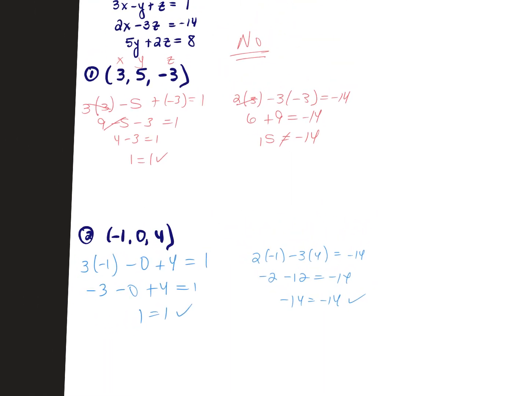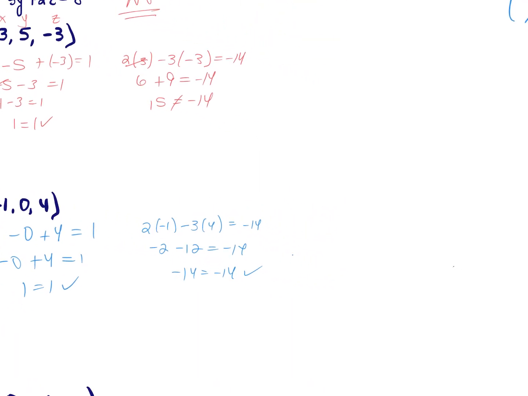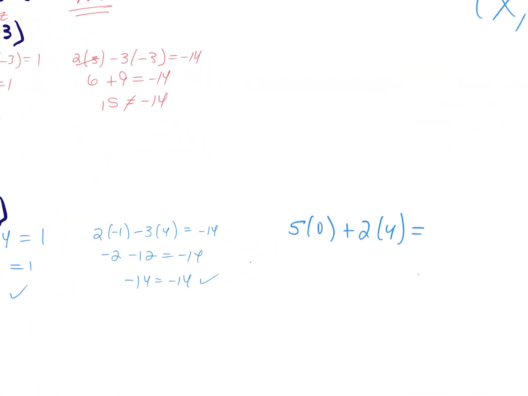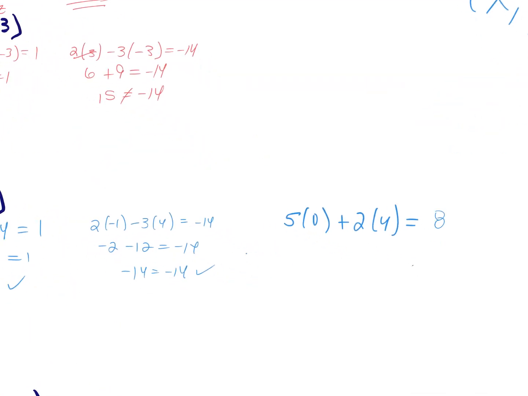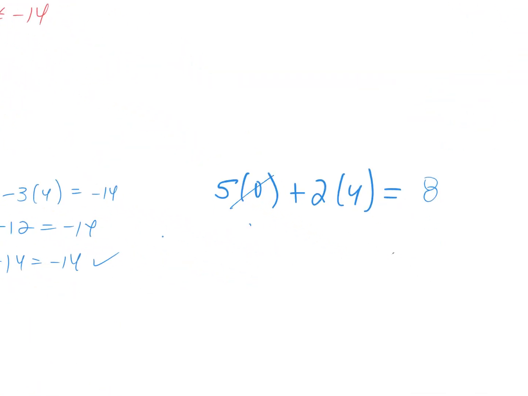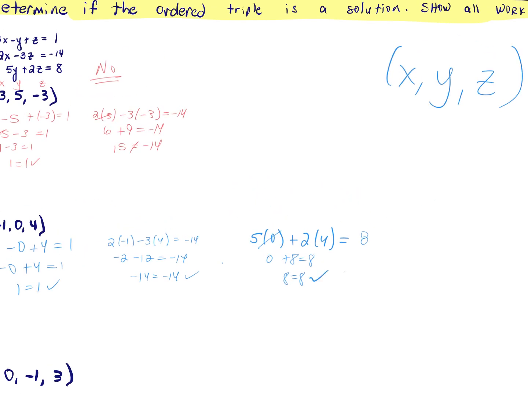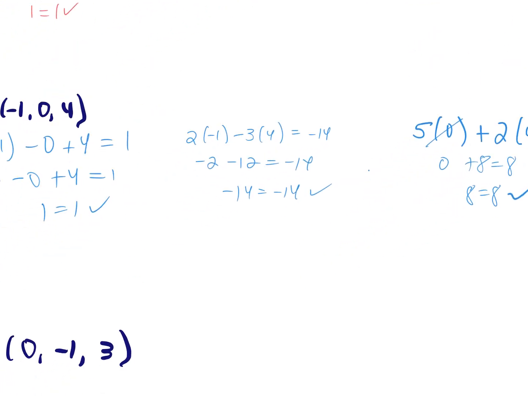So now it's 5y plus 2z. So 5 times 0 is y plus 2 times 4. Does that equal 8? What's 5 times 0? 0 plus 8 equals 8. Does 8 equal 8? Yes, it does. So is this ordered triple a solution? Yes. All right, it's pretty basic.